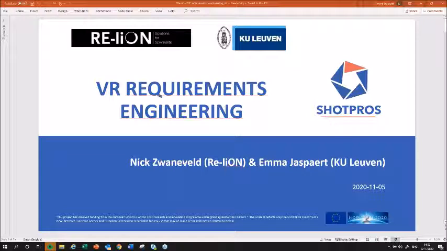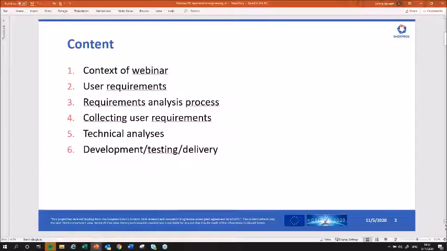What we want to talk to you about today is VR requirements engineering. You see the next slide? Okay. No, you don't. Wait, I will try here. No? Okay, so I have to.